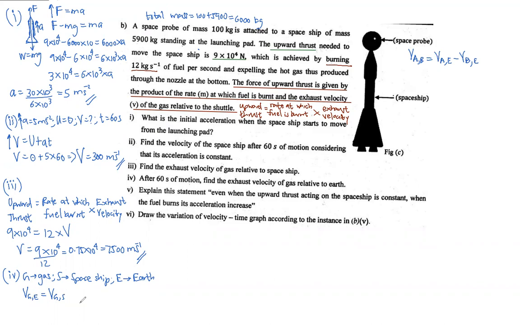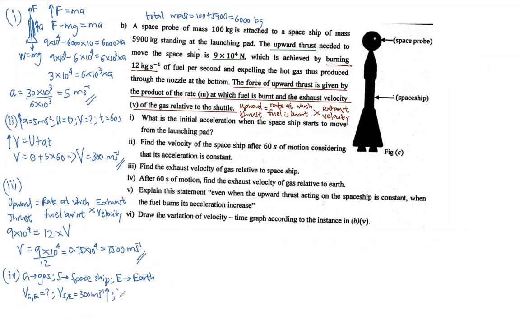Right. Now I know a few things. Before I write the equation, I'm going to be very careful here. You have to be very cautious now. Let me write the other information here. Velocity of gas with respect to Earth is what we have to find out. Velocity of spaceship with respect to Earth, we know that. How much is that? After 30 seconds, it's going at 300 meters per second. Where? Upwards.